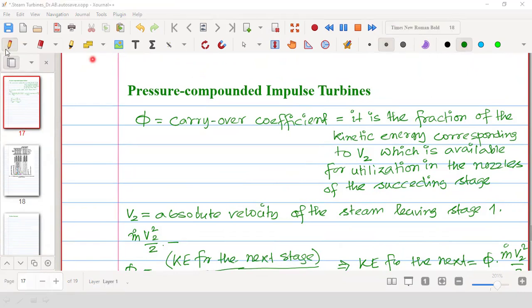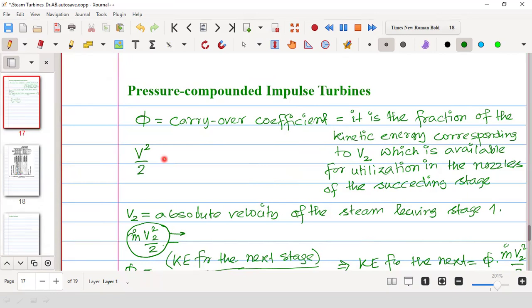So it is per unit mass. This is the total kinetic energy corresponding to V2. That means with mass flow rate m dot per unit mass, it will be V square by 2, and therefore the part of that kinetic energy that is available is phi into V square by 2. So here that phi is the carryover coefficient. That means the energy that carries over to the next stage of the nozzle for further expansion.